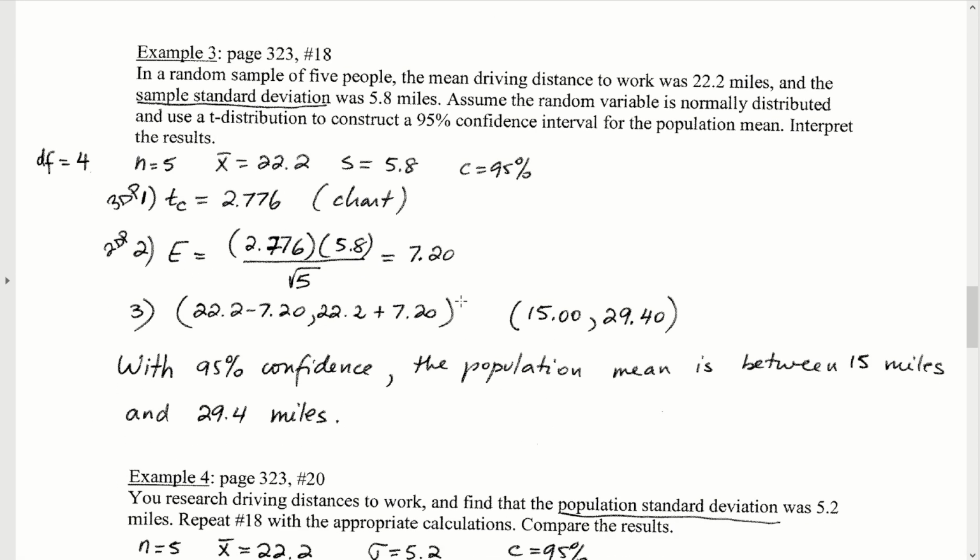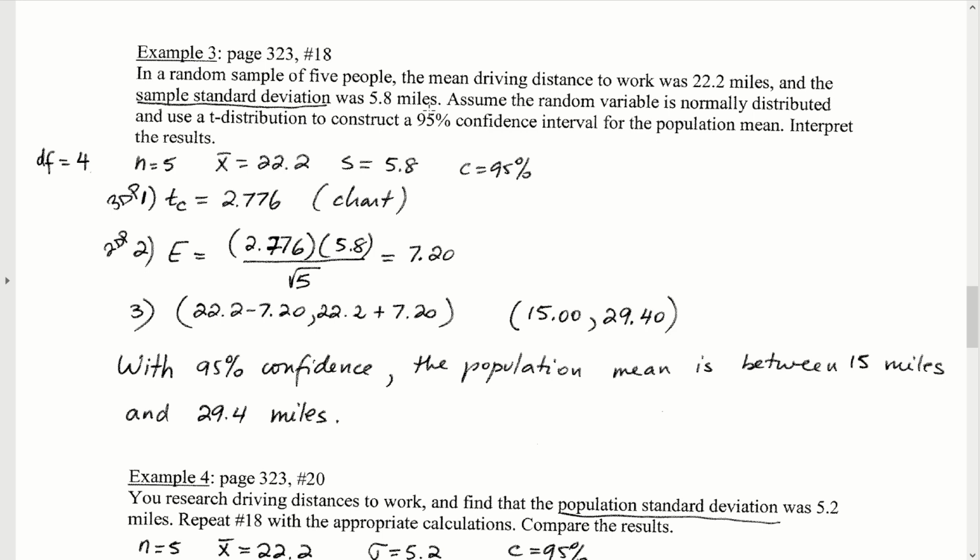Let's take a look at example 3. In a random sample of 5 people, the mean driving distance to work was 22.2 miles, and the sample standard deviation was 5.8 miles. Assume the random variable is normally distributed and use a t-distribution to construct a 95% confidence interval for the population mean, and then interpret the results.